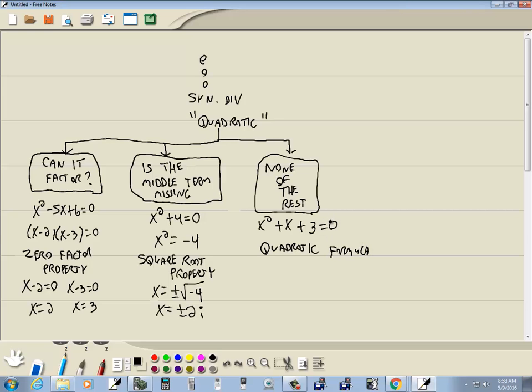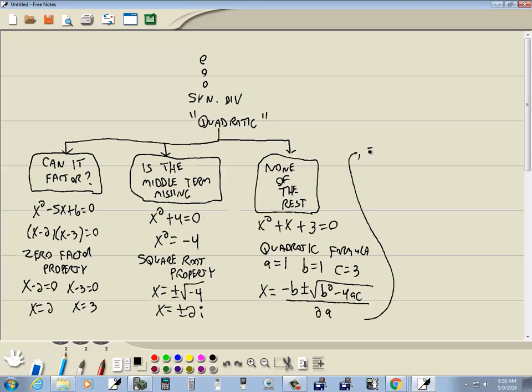Now you have to have 0 on one side, and if you do, then you identify your a, b, and c. A is whatever's in front of your x squared, which is 1. B is whatever's in front of your x, which is 1. And c is your number at the end, the constant term, which is 3. And we get x is equal to negative b plus or minus square root of b squared minus 4ac all over 2a. So we'd have negative 1 plus or minus square root of 1 squared minus 4 times a, which is 1, times c, which is 3, all over 2a, so 2 times 1.